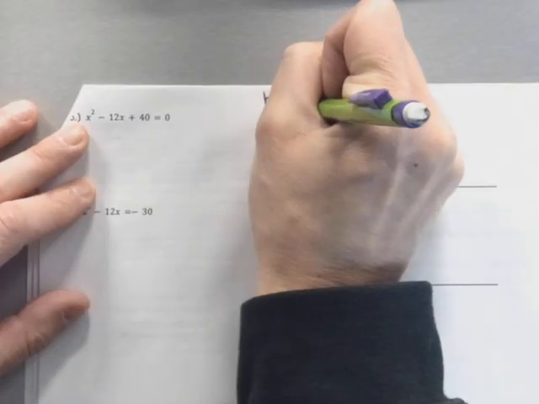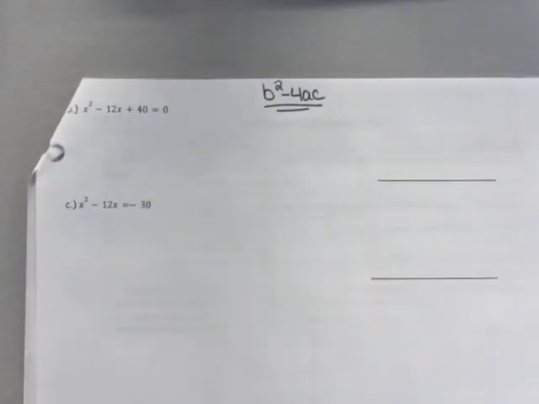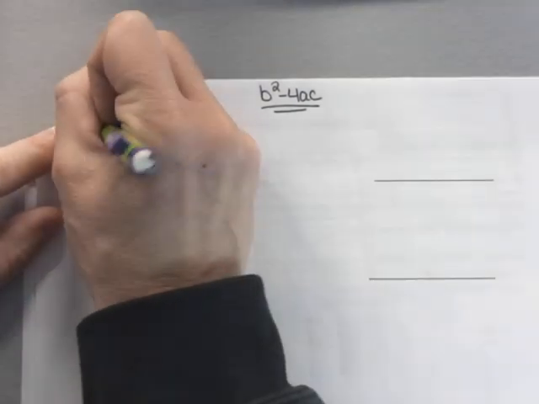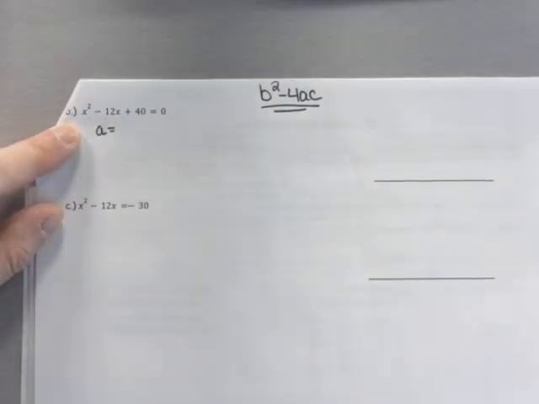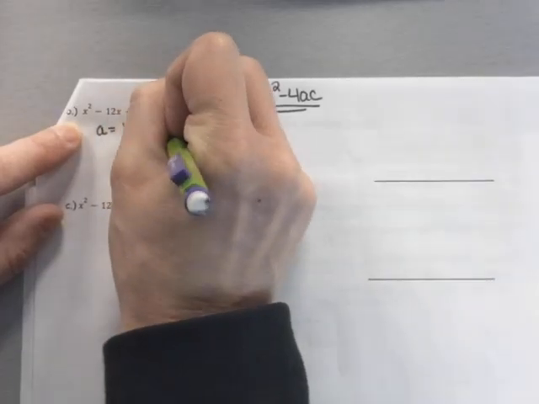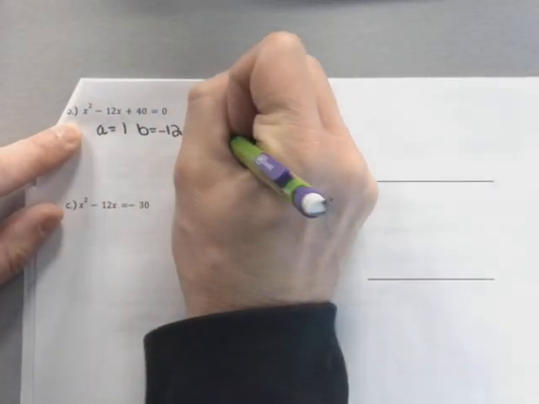It's just b squared minus 4ac. Okay, so that's what I'm using. I'm not using the whole quadratic formula, just that one chunk of it. Okay, look at part B. What's my a value? What's my b value? What's my c value?